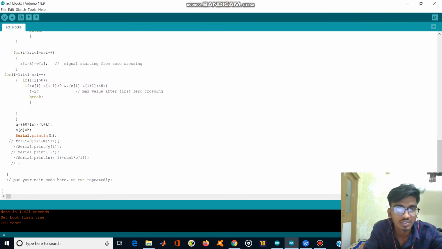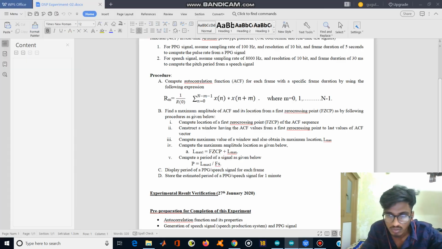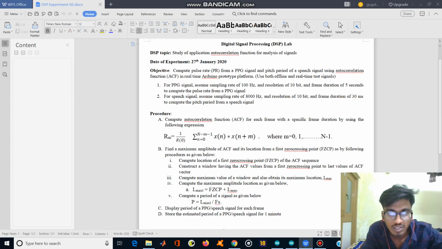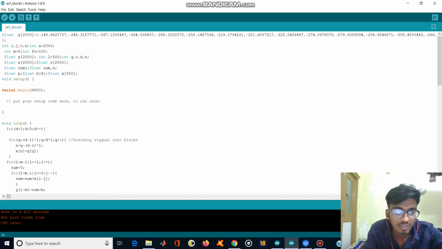This is for the PPG signal, and we have to find that for the speech signal also. What will we do now for the speech signal? Instead of giving the 2000 samples of the input signal, we will give a signal that has speech or noise, like one second of saying hello, hello. This type of signal we will give as the input signal.